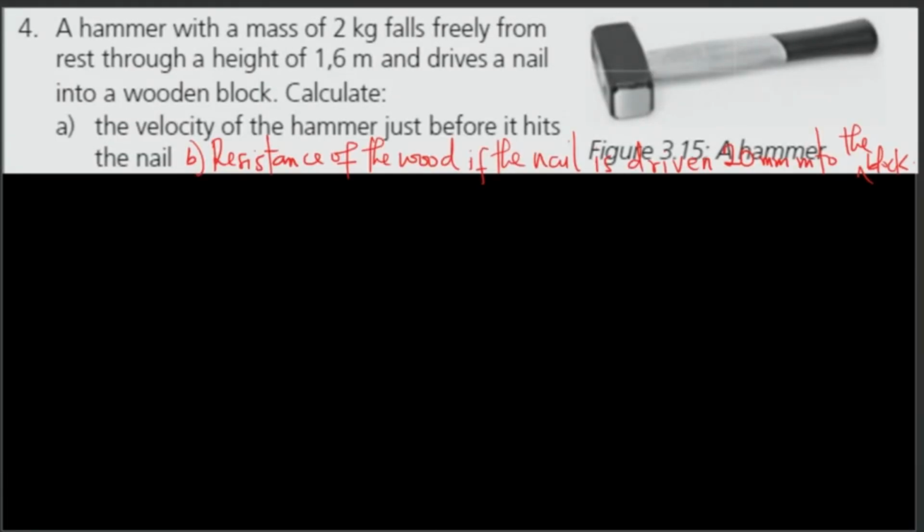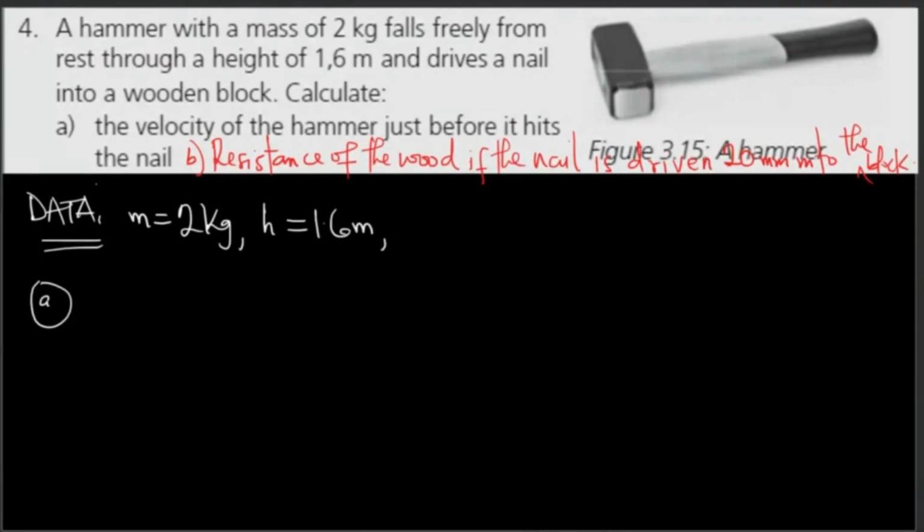Here we are given the mass. Let's see what's going on here. The mass of the hammer is 2 kilograms. It falls freely from rest from a height of 1.6 meters, and it drives a nail into a wooden block. Calculate the velocity of the hammer just before it hits the nail.